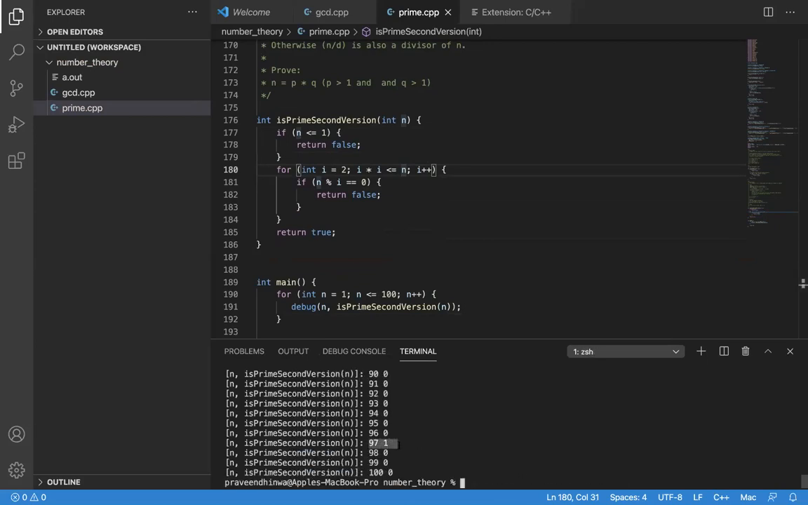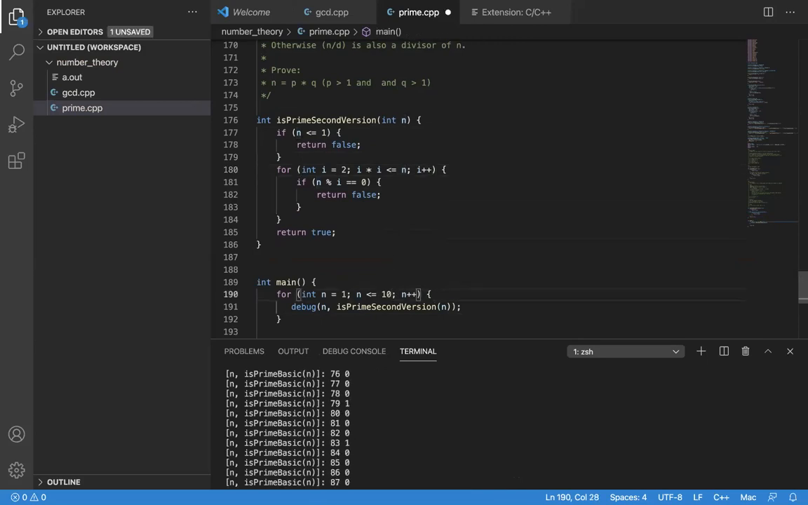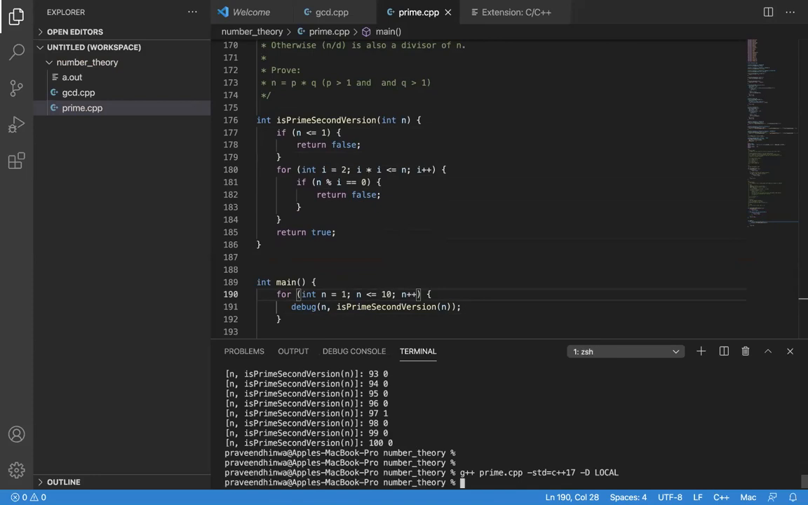So this time 97 is a prime. Let's go for smaller numbers and see till 10 only. So 2 is prime, 3 is prime, 5 is prime, 7 is prime, and so on and so forth.